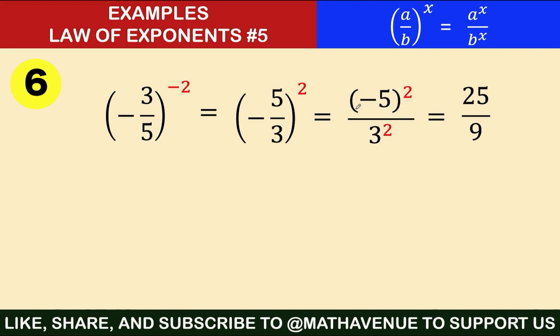The common mistake here is you square 5 to get 25, you square 3 to get 9, and then you append the negative sign. That is wrong, because your answer would still be negative. But when a negative number is raised to an even exponent, the answer should be positive. And so that's our answer.